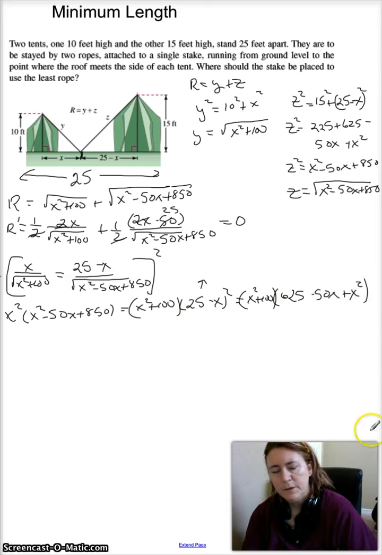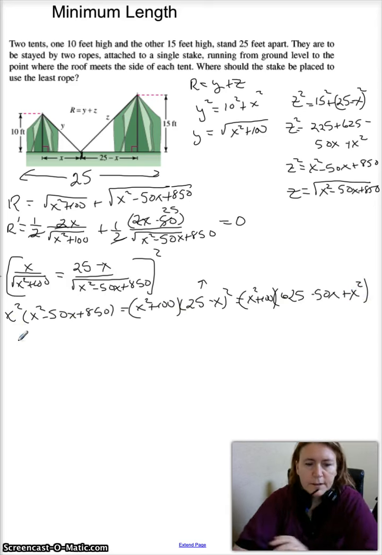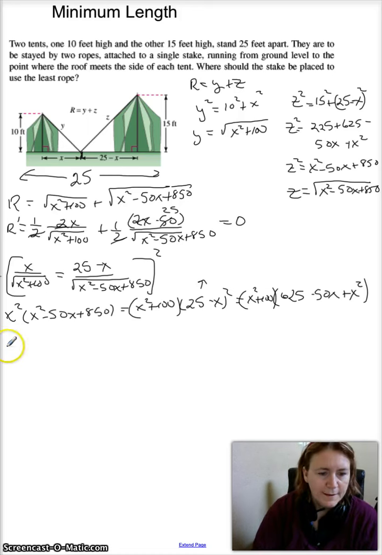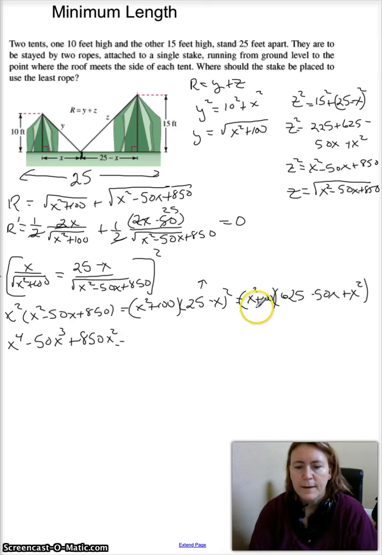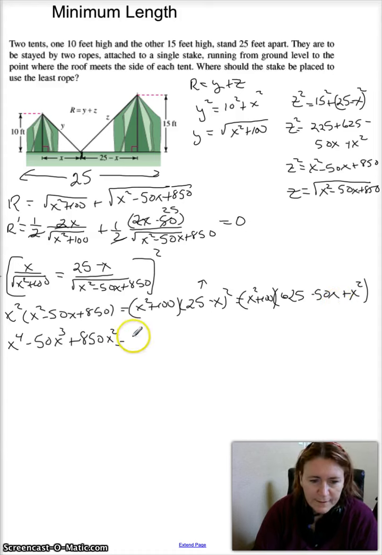Now I'm going to distribute. Ready? All right. Let's see if I can do this without making a mistake. x to the fourth minus 50x cubed plus 850x squared. Okay, I did that one pretty easily. Now let me see if I can do this one. All right. Oh, God, this is a mess.